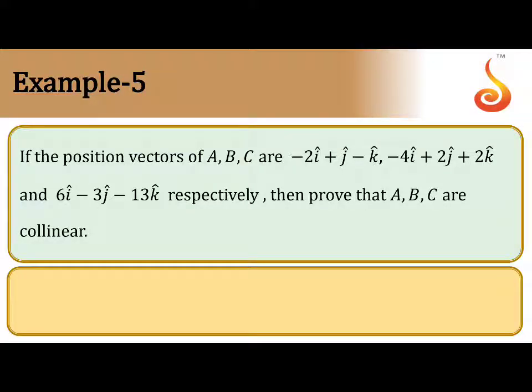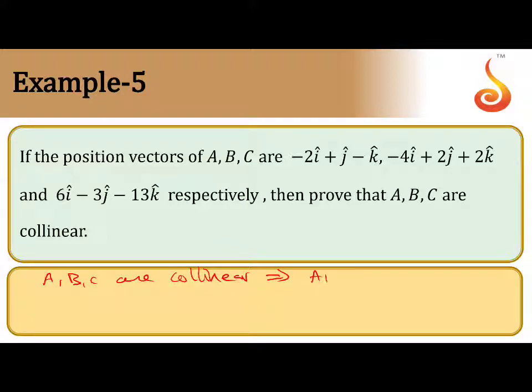If the position vectors of A, B, C are given as -2i + j - k, -4i + 2j + 2k, and 6i - 3j - 13k respectively, then prove that the points A, B, C are collinear. So we know that three points A, B, C are collinear.